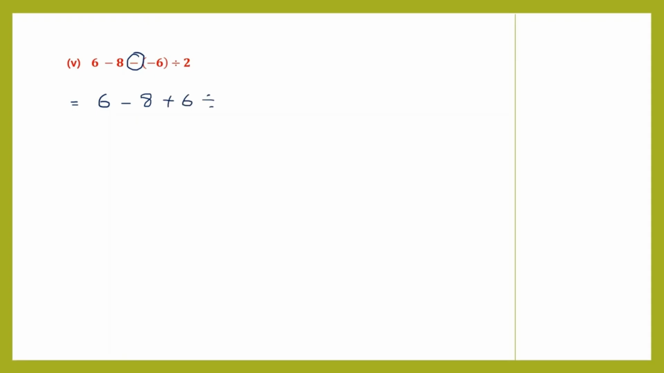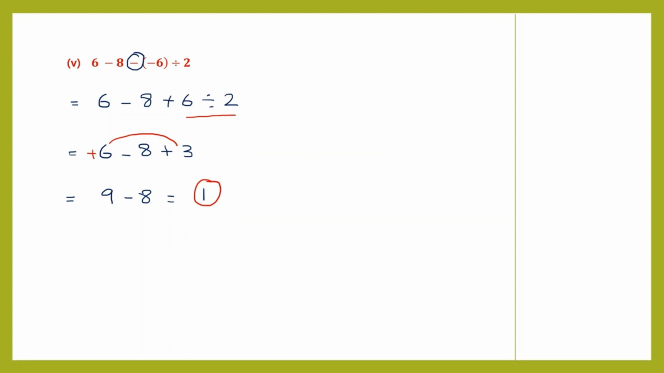Now divided by 2. So now let's do division. Division is 6 divided by 2. So the rest of it remains the same. So let's write 6 minus 8 plus 6 divided by 2, 2 3s are 6. So here again we've got addition and subtraction. So let's take the numbers that have the plus sign and add. So I can add 6 plus 3, which is 9. 9 minus 8 is equal to 1. So this is our final answer, 1.